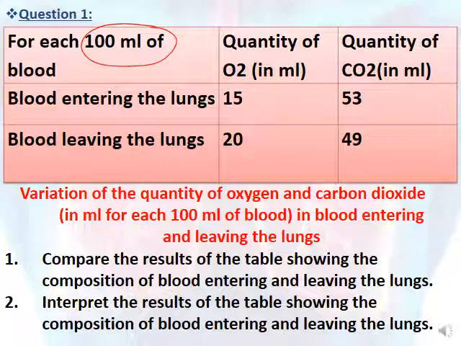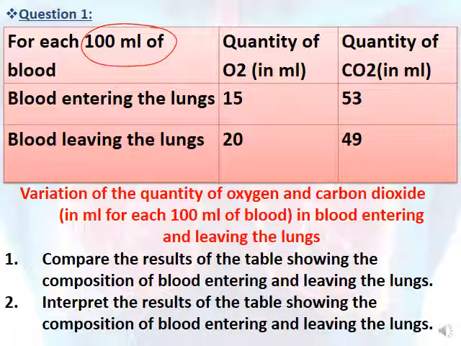So compare the results of the table showing the composition of the blood entering and that leaving the lungs, and we have to interpret the results. Comparison, you have to say greater than or less than: oxygen entering with oxygen leaving, and carbon dioxide in the blood entering with carbon dioxide in the blood leaving. We can't compare oxygen with carbon dioxide.